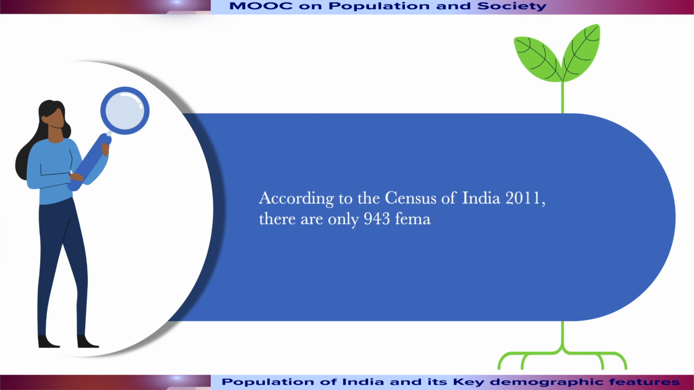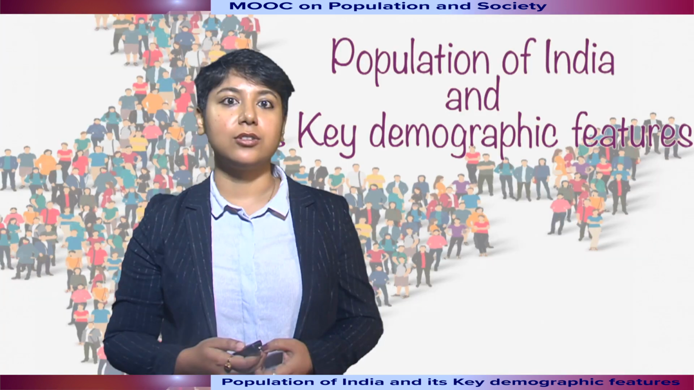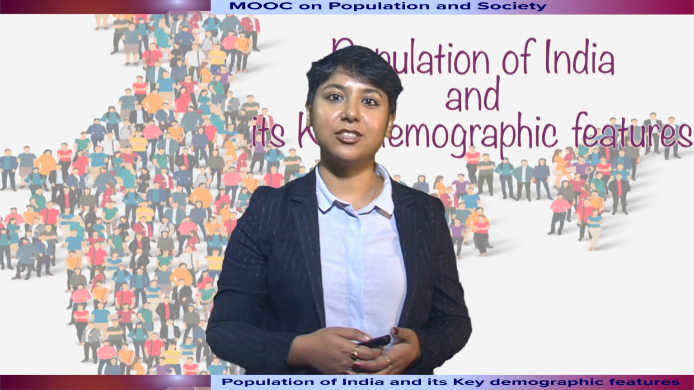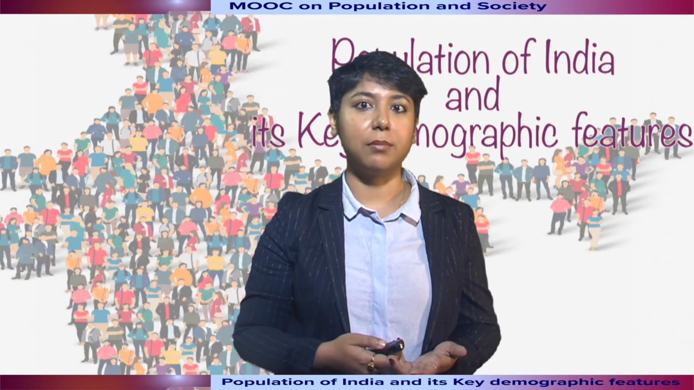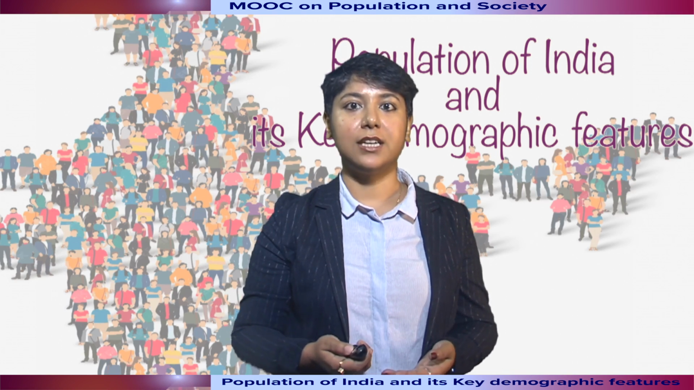According to the Census of India 2011, there are 943 females per 1,000 males. So you can see that the sex composition in India is unfavorable. It means that there are fewer females compared to the number of males. This has also been shown in the following table.